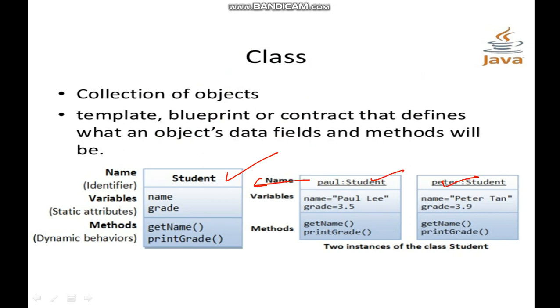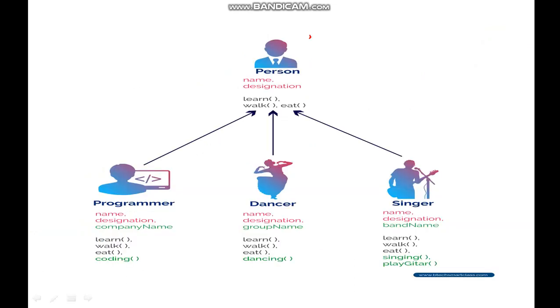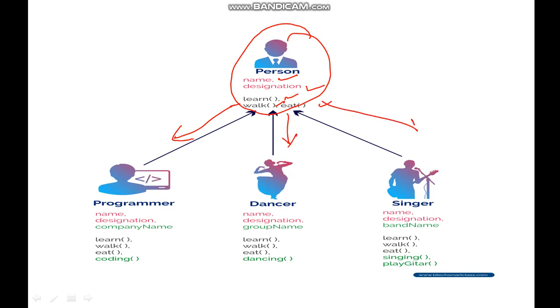Another example I'll explain. Here we are creating a class called person, with name and designation as the variables, also called data members, and learn, walk, eat as different functions. Now in this particular class we are adding different objects. Here programmer is one object, dancer is another object, and singer is a different object. Like that we can add multiple objects to the same class.